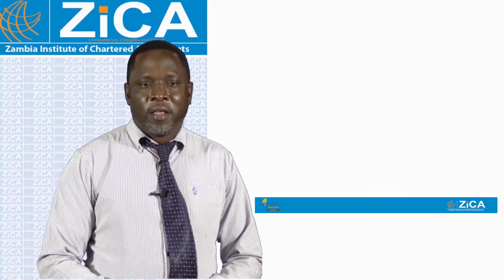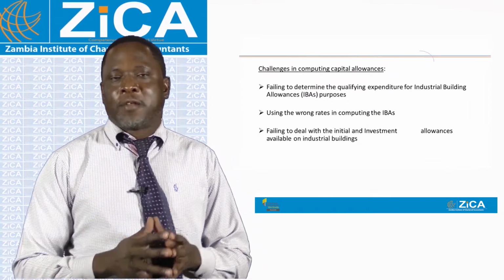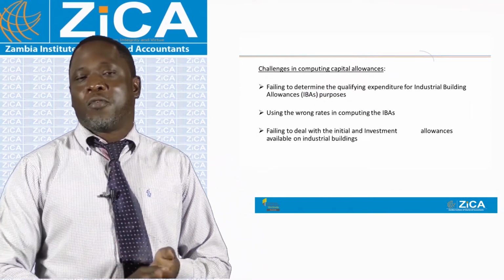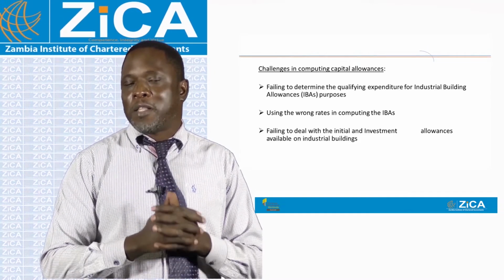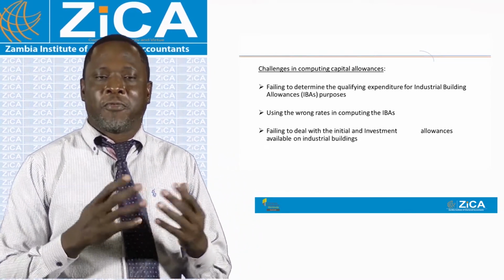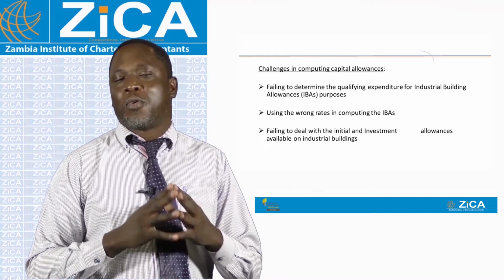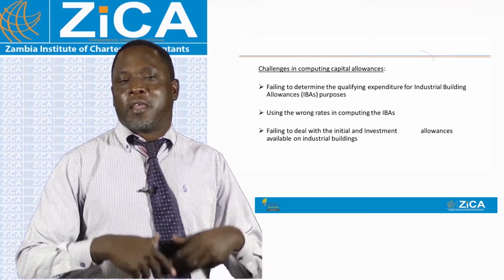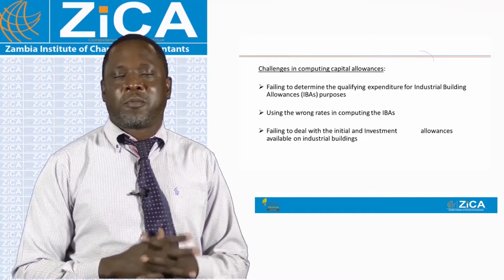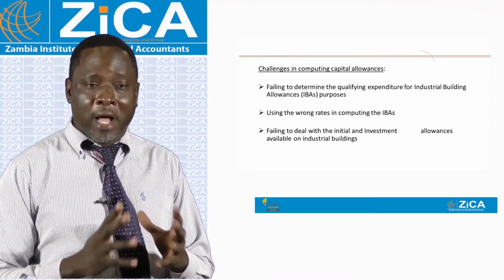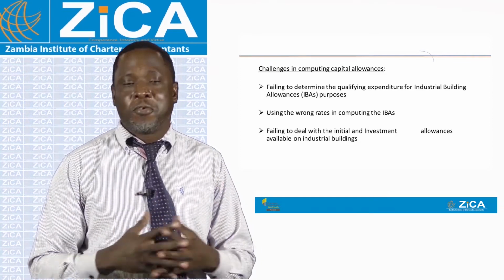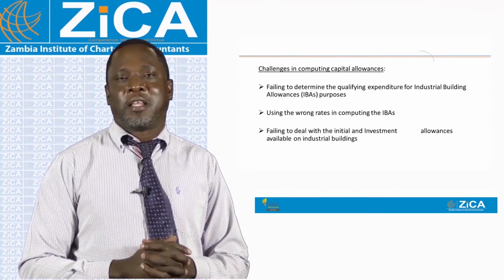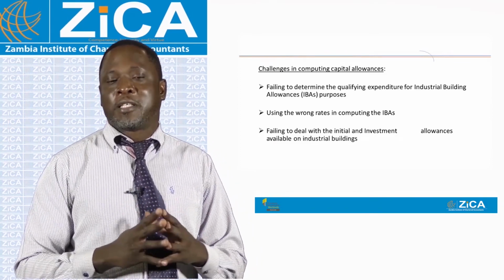Then, apart from having challenges in computing capital allowances on implements, plant, and machinery, students also face challenges when it comes to computing capital allowances on industrial buildings. They fail to determine the qualifying expenditure for industrial building allowance purposes. Again, they will use wrong rates in computing the industrial building allowances available.